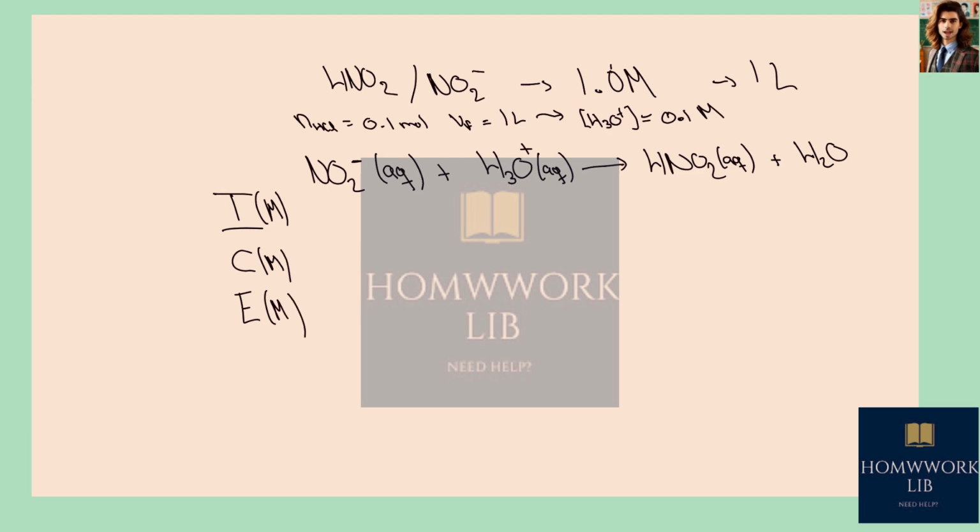At the very beginning of NO2 minus, I have a 1.0 molar solution. Of the acid, I have 0.1. Of the corresponding acid of the conjugate base, I'm going to have 1.0, and water, it doesn't matter, right? Because it's a pure compound and it doesn't enter into the expression for the Ka. Next up, the amount of change that we're going to have. The acid is going to be the limiting reagent.